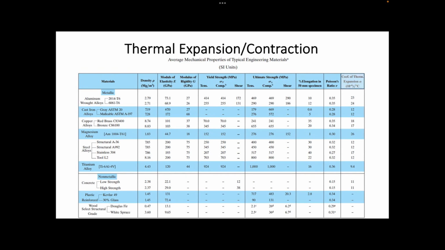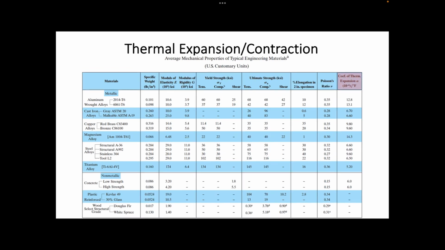Specifically, here is the table for SI units, where in addition to the coefficient of thermal expansion, you can also find the parameters we studied in the previous lectures, such as modulus of elasticity, modulus of rigidity, yield strength, etc. Here is the same table for the US customary units.